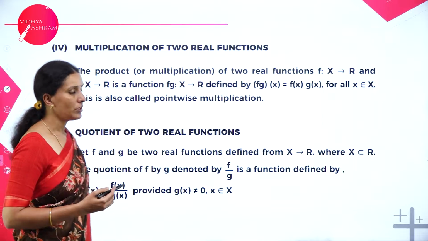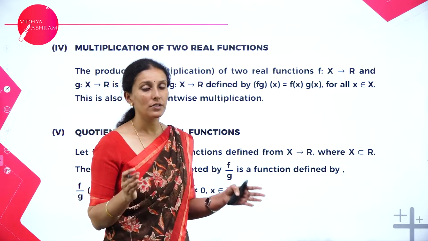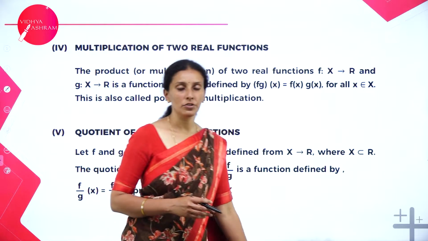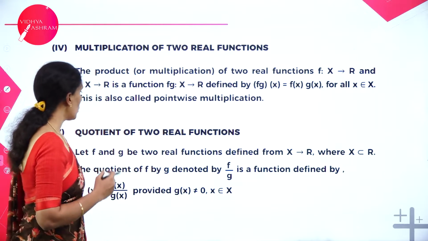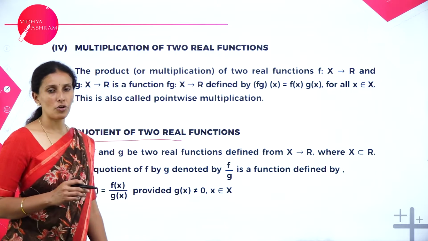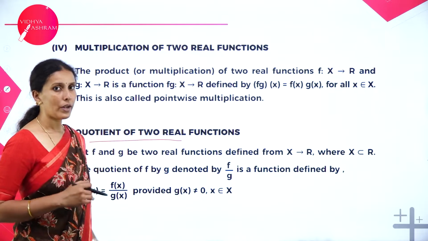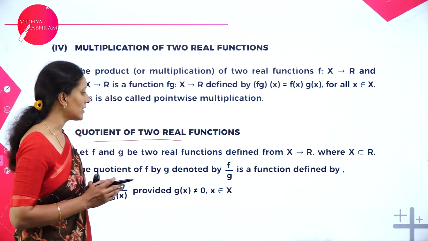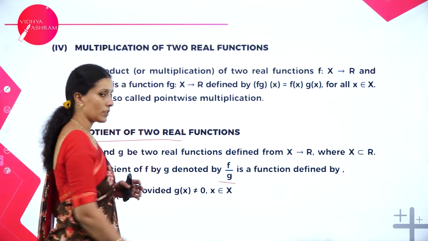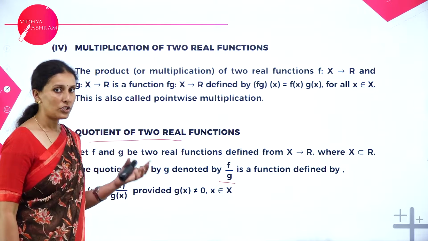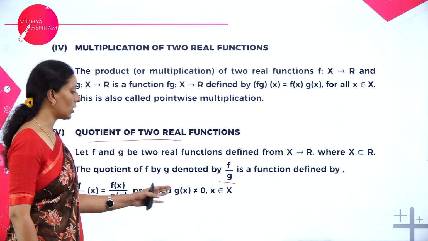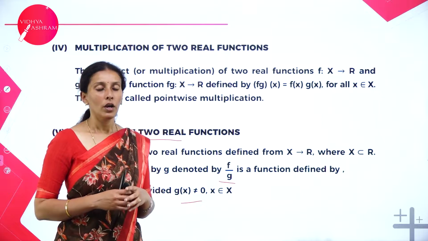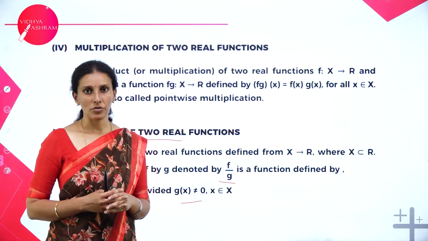Next, multiplication of two real functions. Multiplication of two real functions is the product of two functions. Therefore it is given by f of x into g of x. Next is the quotient of two real functions, that is the division of any two real functions. So you can divide any two functions in the form of f of x by g of x, but the condition is the denominator cannot be equal to 0, or the function which is in the denominator cannot be equal to 0, that is g of x cannot be equal to 0. So this is how the operations on real functions are defined.